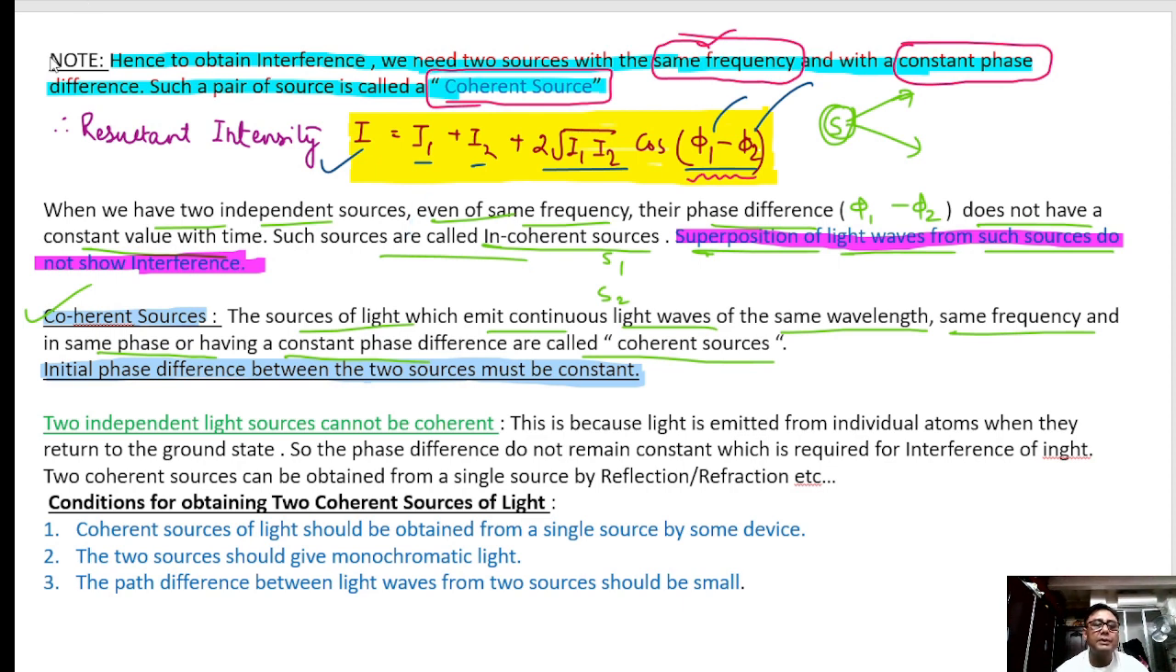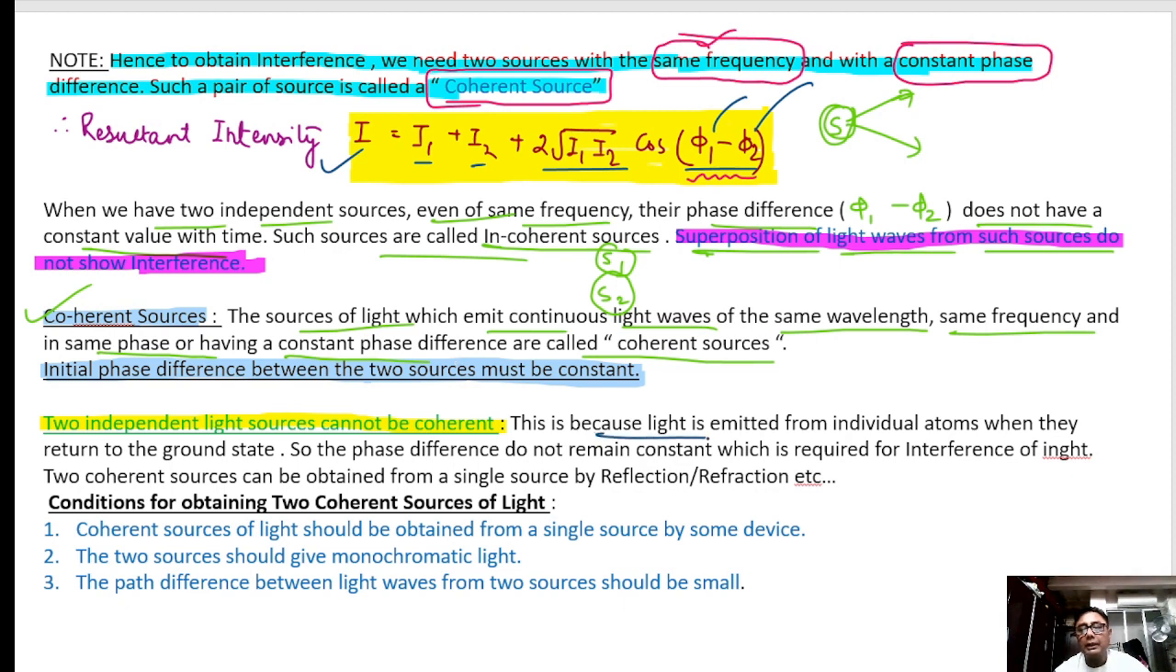Next question, which is a very, very important topic. Two independent sources cannot be coherent. As I was showing you here, two independent sources, S1 and S2, can never be coherent. Why? Very important to note. Why can they not keep the same frequency and same phase?